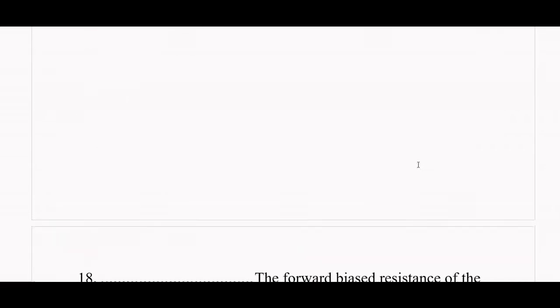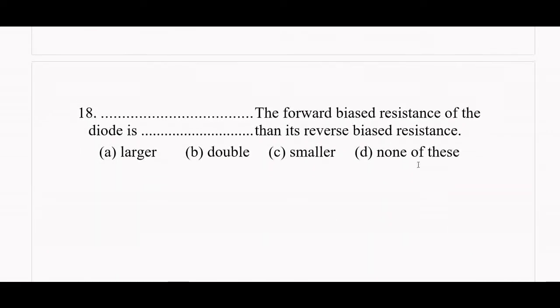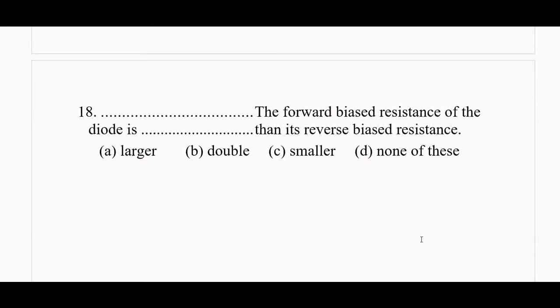Now moving on to question number 18. Dash, the forward bias resistance of the diode is dash than its reverse bias resistance.